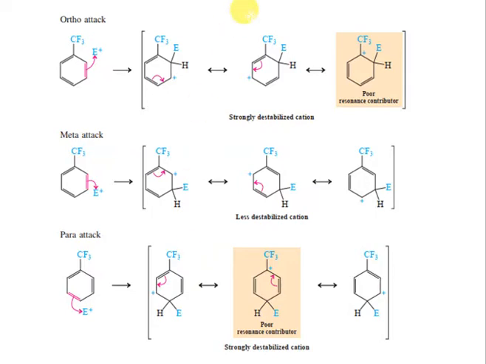You can see that when you have electron withdrawing groups, the ortho and the para carbocations are of less stability. Because of their less stability, they are not formed, whereas the meta product, because of its less destabilization, is formed in much more amount.